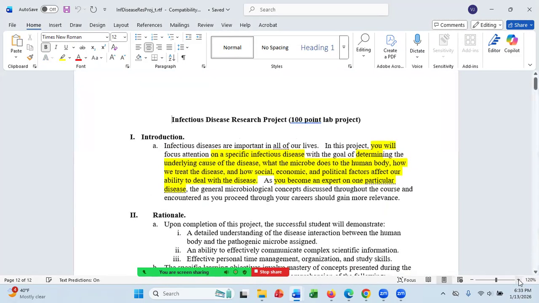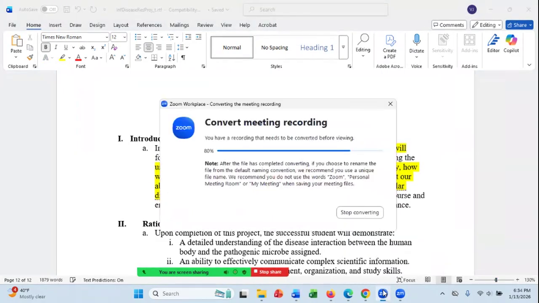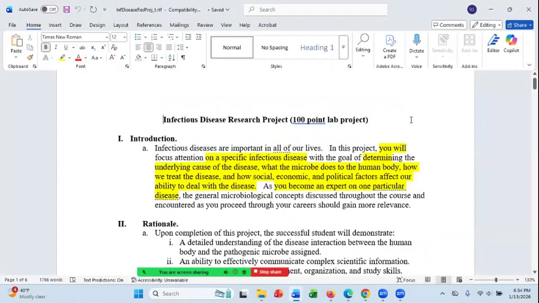My computer is a little slow, you may have noticed, and that's because I'm still working on the Zoom file from lecture, and we're only 80% of the way done. So bear with me a bit.